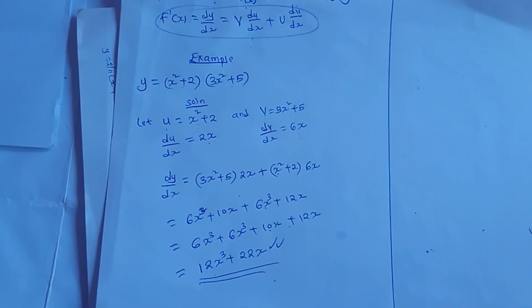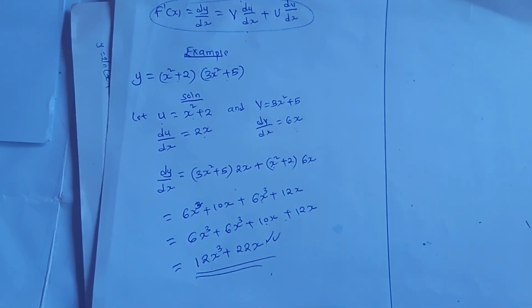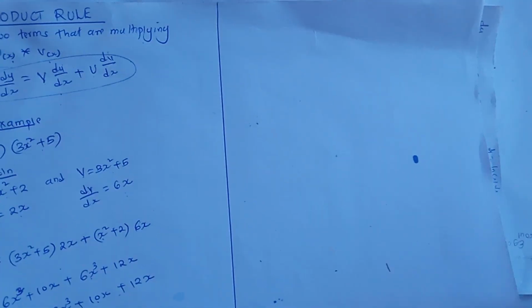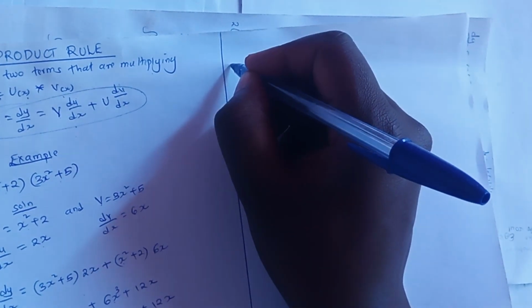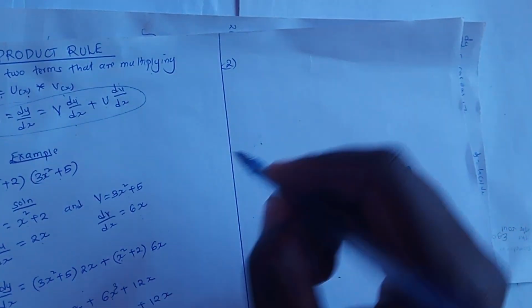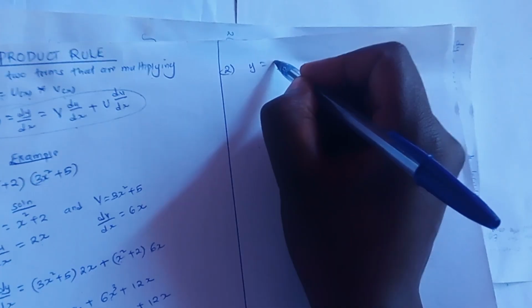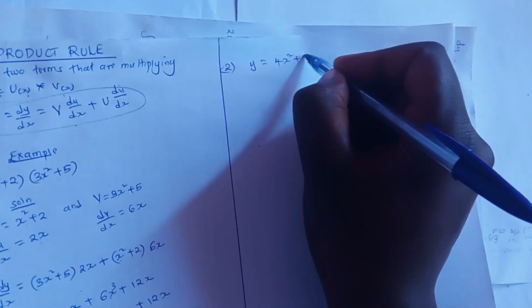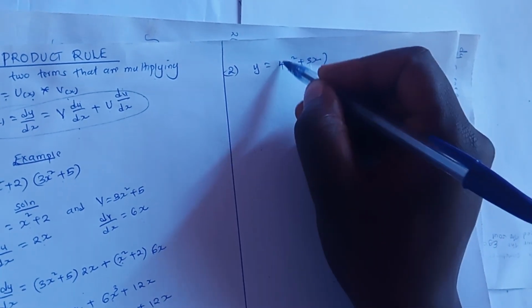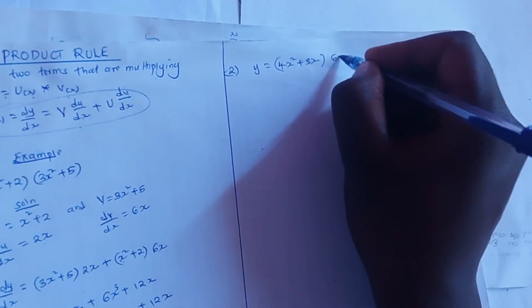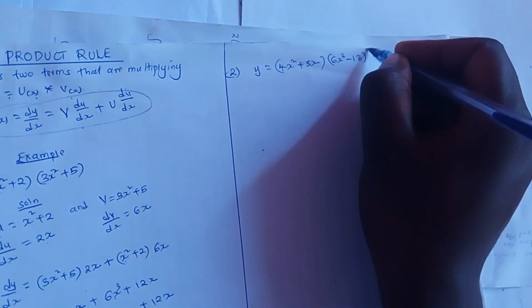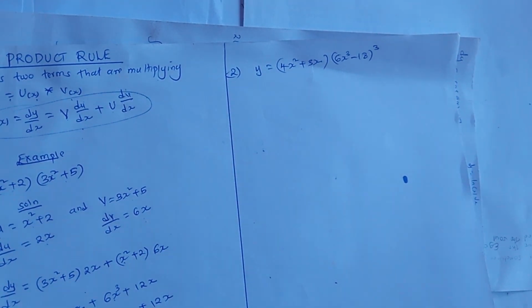I hope you are following this step-by-step method on how we can work out this equation. So let us look at a very last example before we call it a day. Example 2: let y be equal to 4x squared plus 3x, close the bracket, times 6x cubic minus 18 all power 3.